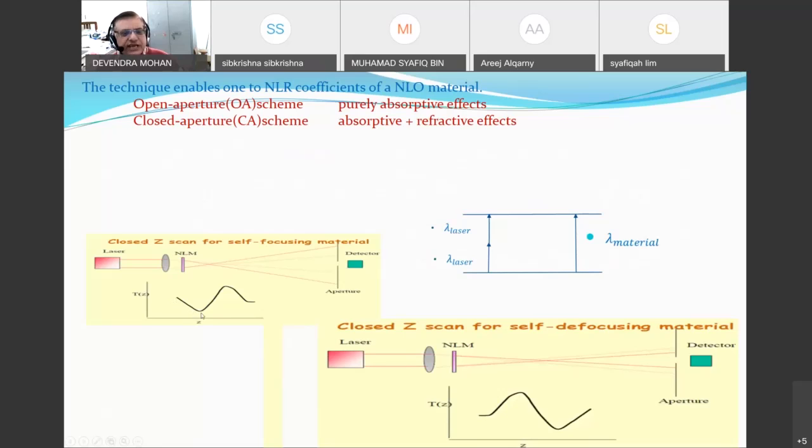So sometimes we get the focusing effect, sometimes we get the defocusing effect. That means sometimes we get the valley first and the top later, and sometimes we get the top first and the valley later. We use the open aperture scheme as well as the closed aperture scheme. The open aperture scheme gives us the absorptive effect, while the closed aperture scheme gives us the absorptive plus refractive effect. With the closed aperture scheme we can calculate the index of refraction. With the open aperture scheme we can calculate the pure absorption. So this is how we use the nonlinear material.